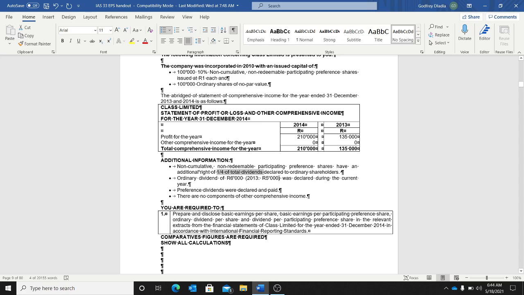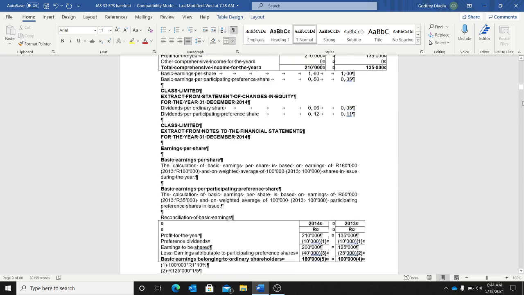You've got the ordinary dividends that have been declared, and here it says preference dividends were declared and paid. What are we asking you? We're asking you to give us the basic earnings per share, basic earnings per participating preference share, the ordinary dividend per share, and the dividends per participating share. There are about 4 things that we're being asked here. So please always answer what you are asked or required to answer. Now, let's start with basic earnings so we can understand what is happening.